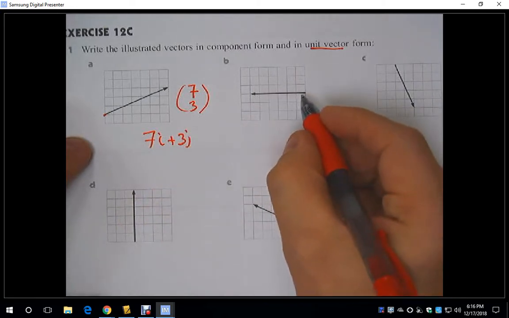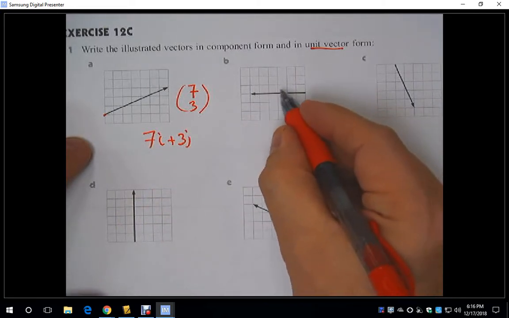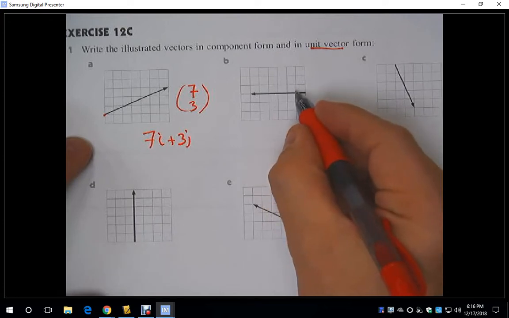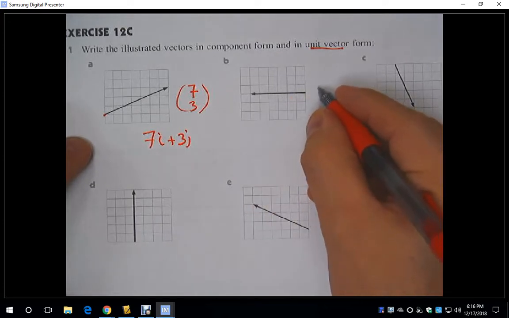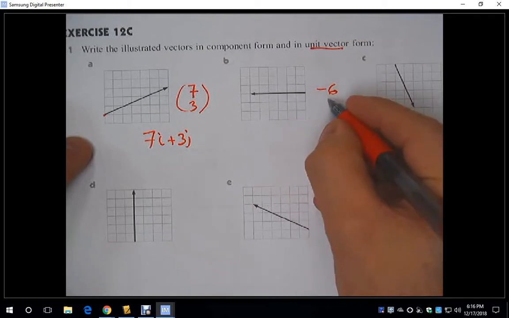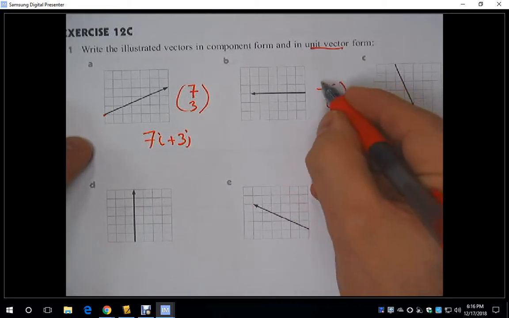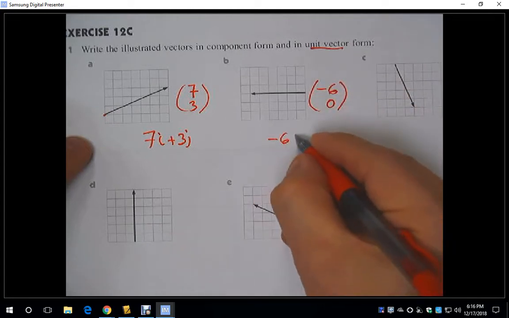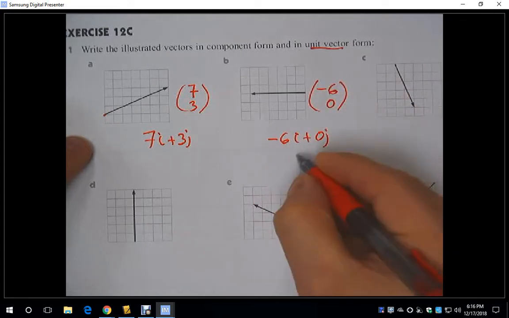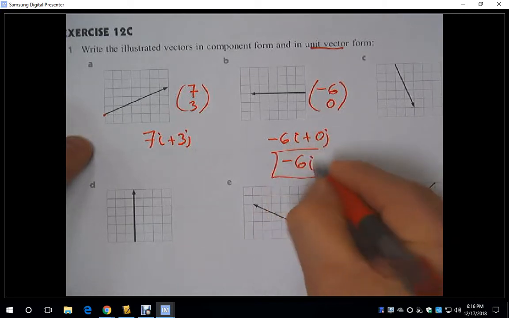The next one, it looks like we are moving 1, 2, 3, 4, 5, 6 units to the left, so that's negative 6, and 0 spaces up or down. So our component form looks like this. Our unit vector form is negative 6i plus 0j, or just negative 6i is fine as well.